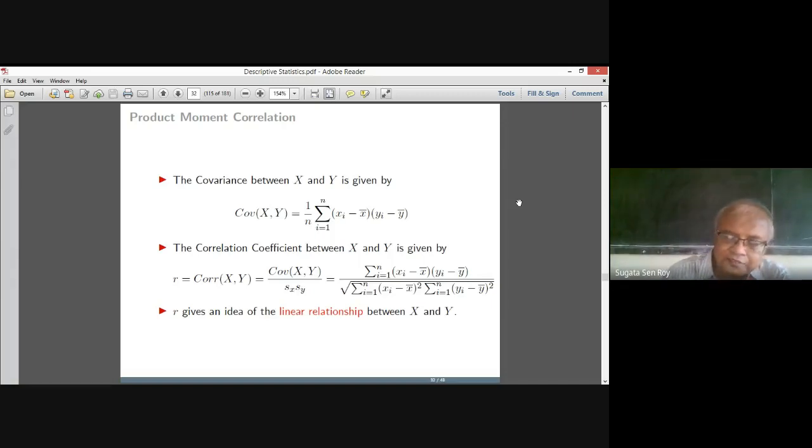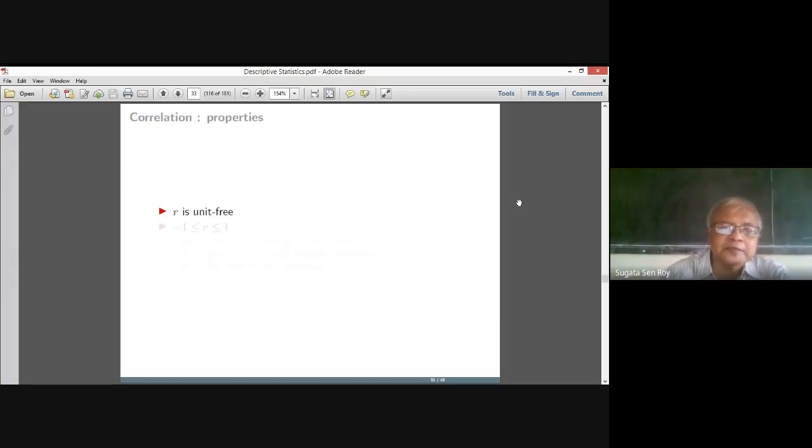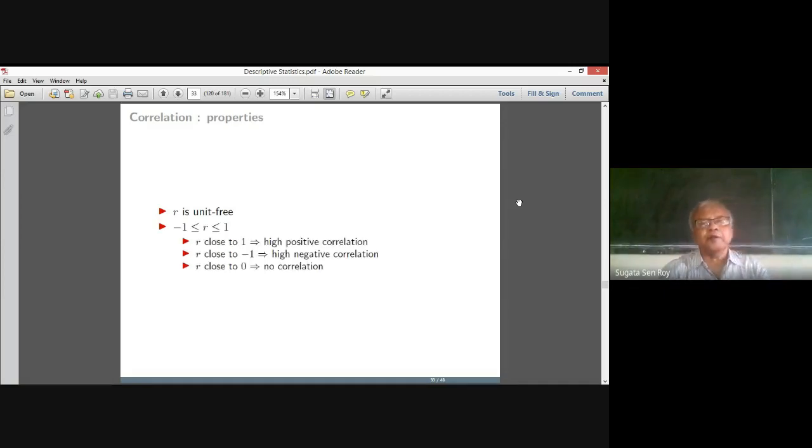It would have been nice if I could have shown this on a board, but these are the properties of correlation, because again, correlation is something I'm not going to do in detail. So correlation is unit free. That's the reason why you look at correlation. It's always between -1 and 1.